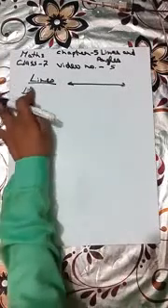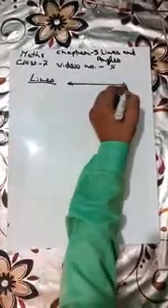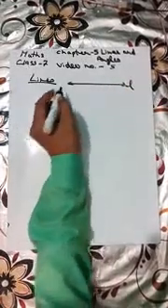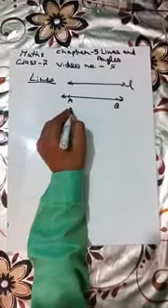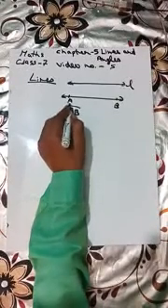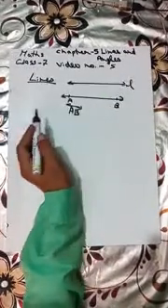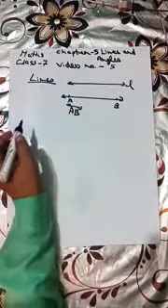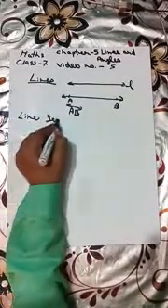Now next is line segment. For notation, the lines are written like this: L. Or we can say this A and B. These are a few symbols. It is denoted by L, or we can write AB and then put this sign. This shows that this is line AB. Next is line segment.